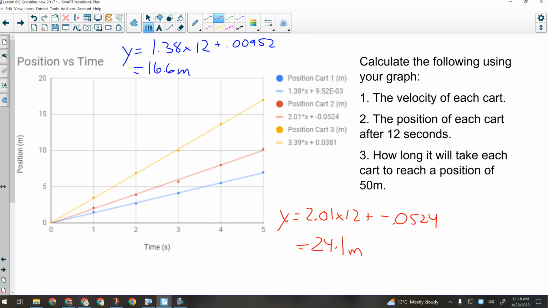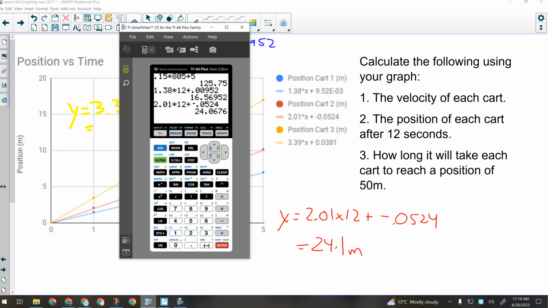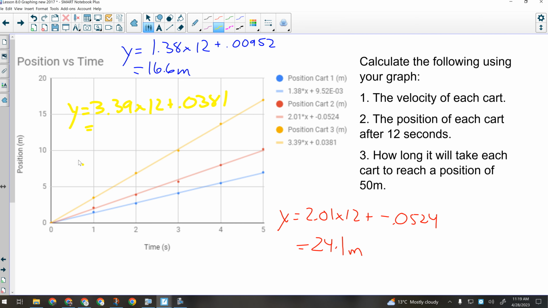Okay? And then the last one is for the yellow car. So that will be y equals 3.39 times 12 plus 0.0381. All right, and that being the fastest car also makes sense, that would be 40.7 meters. Okay, everybody all right with that?